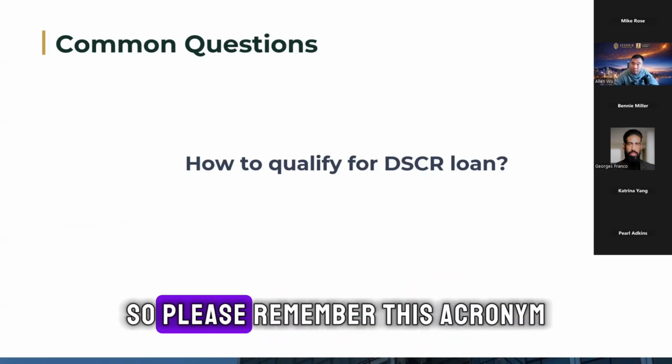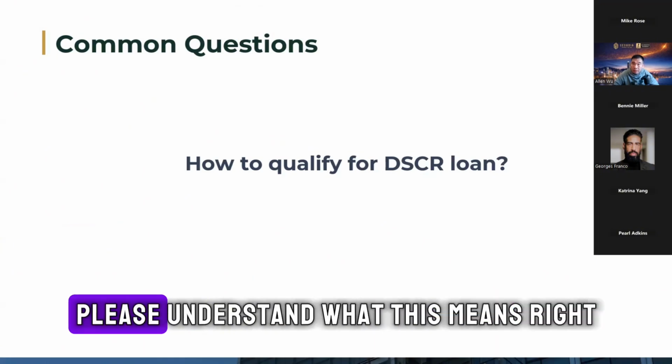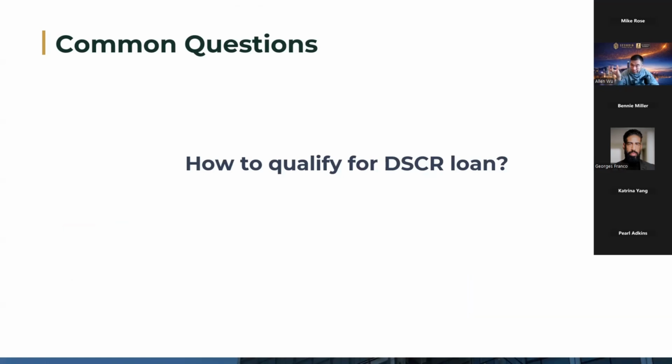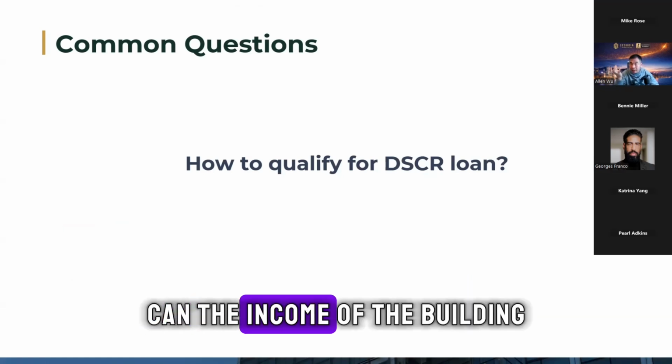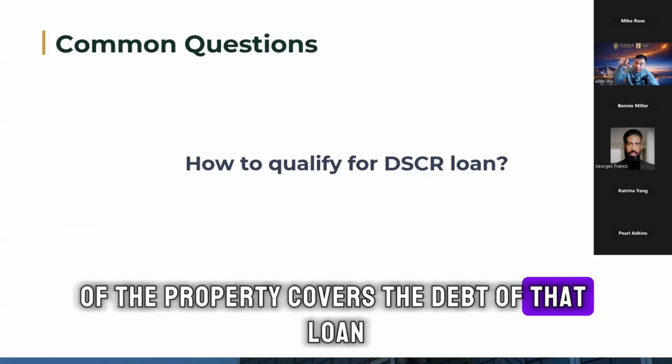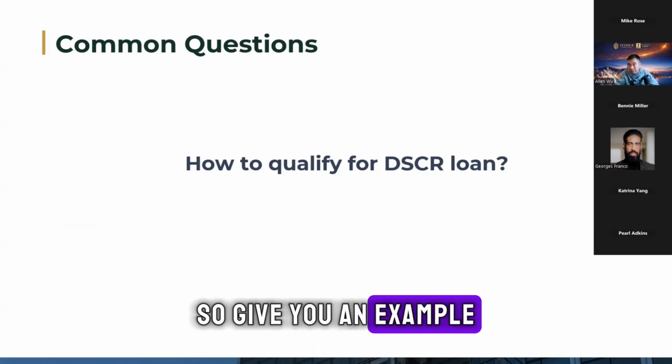So please remember this acronym. Please understand what this means, right? Debt service coverage ratio basically means, can the income of the building, of the property, cover the debt of that loan? So let me give you an example.